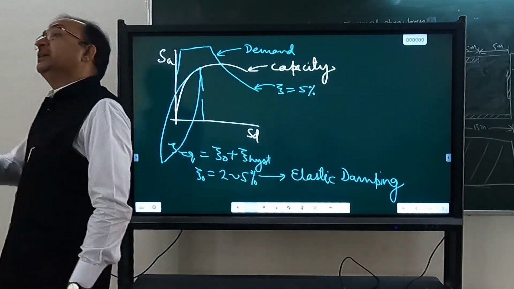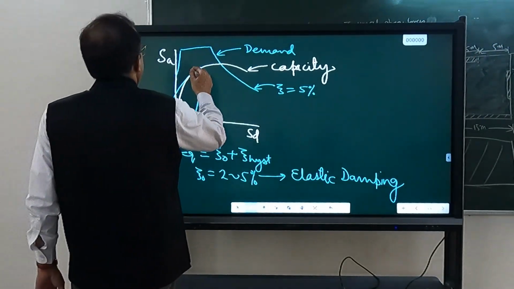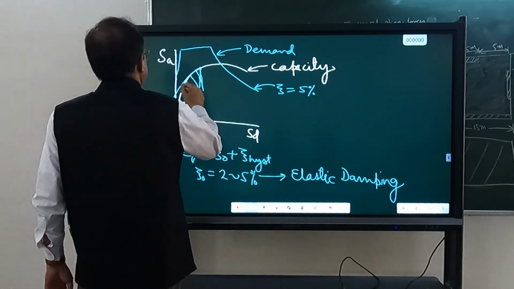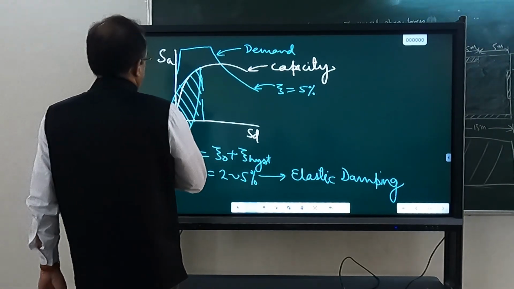Hysteretic damping is in addition to it, which occurs because of the hysteretic loop, the energy dissipation due to inelastic behavior of the structure. That is hysteretic damping, which is in addition to it. And it will depend upon the area of the hysteretic loop.